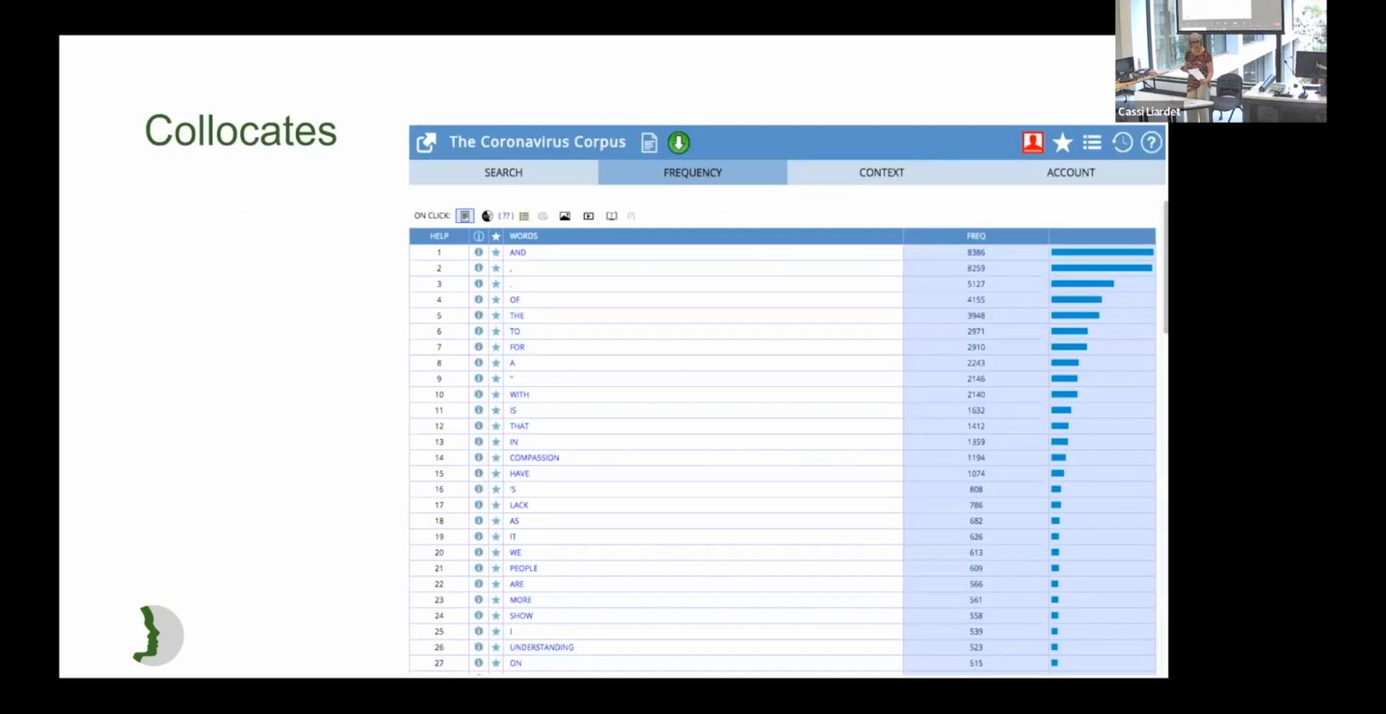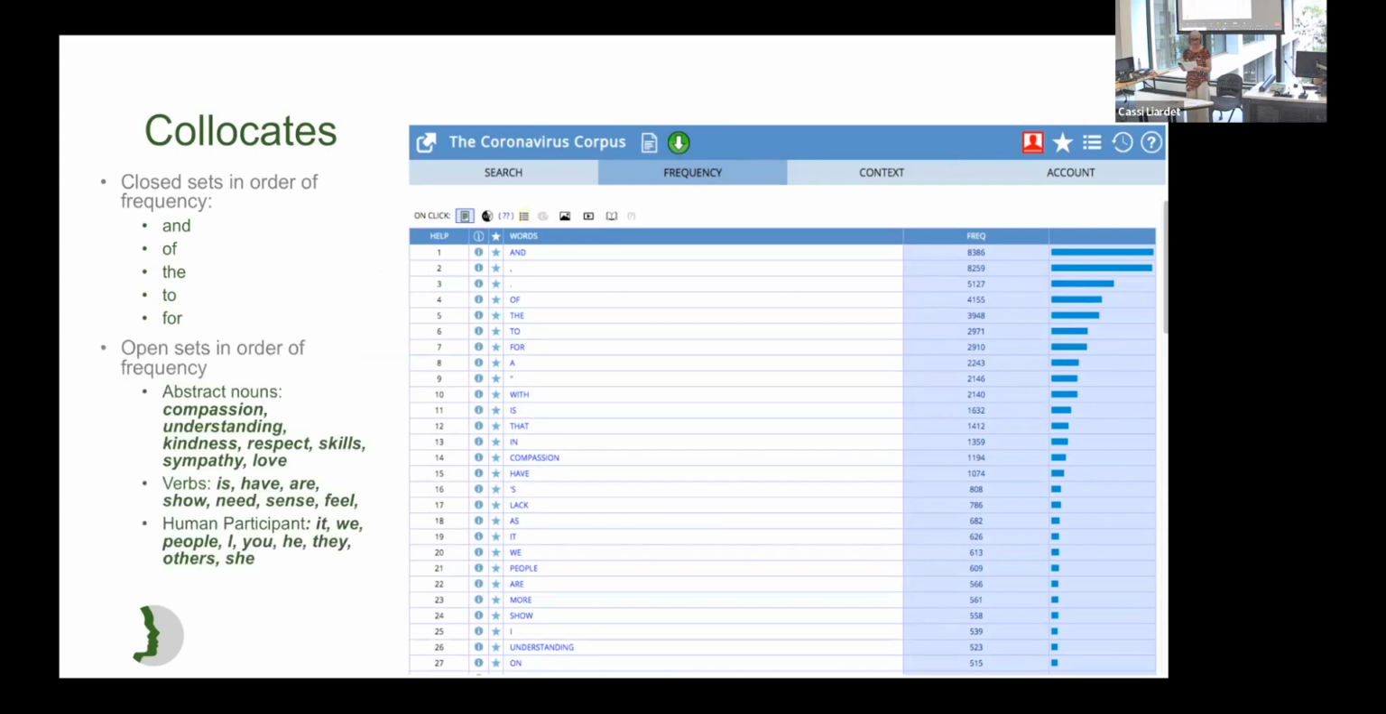And then I went on to look at the collocates and the company that empathy keeps. In the closed set, the and of, the 2 and 4 gave us a strong sense that we're living in the noun group. We'll find empathy's buddies in the noun group. And then the open set: what are the abstract nouns that empathy keeps its company with? Compassion and understanding, kindness, respect, skills, sympathy, love. And the verbs it's living around and with are have, are, show, need, sense, feel: relational and mental processes.